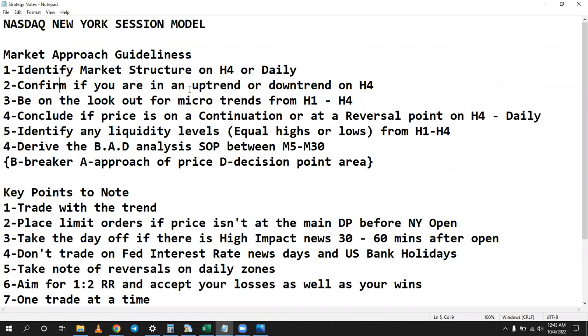Now, point number two, we need to confirm if we are in an uptrend or downtrend. This one is pretty easy. You can be able to know what trend you're in, uptrend or downtrend. You have to be clear of the trend that you're going to be working with before even the session opens.